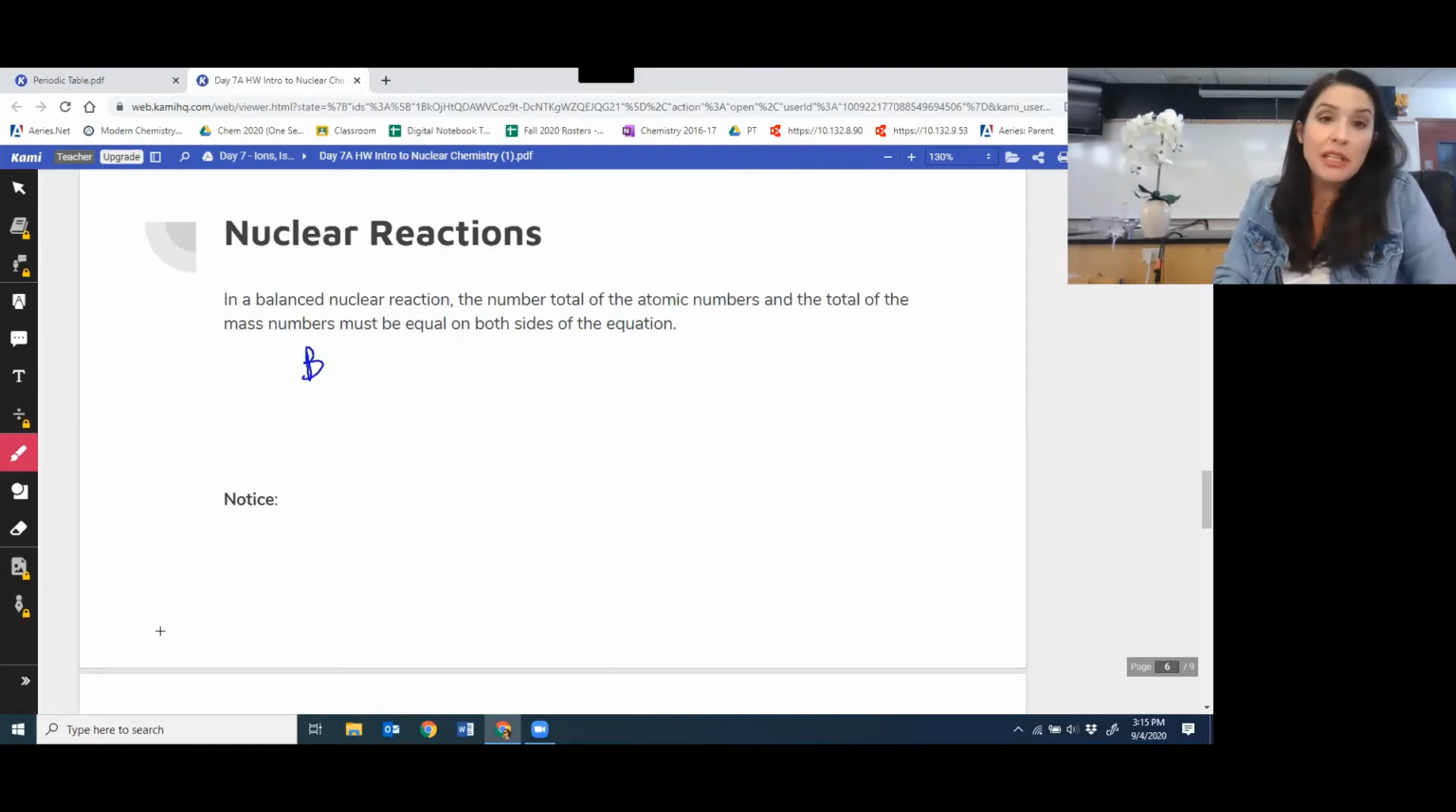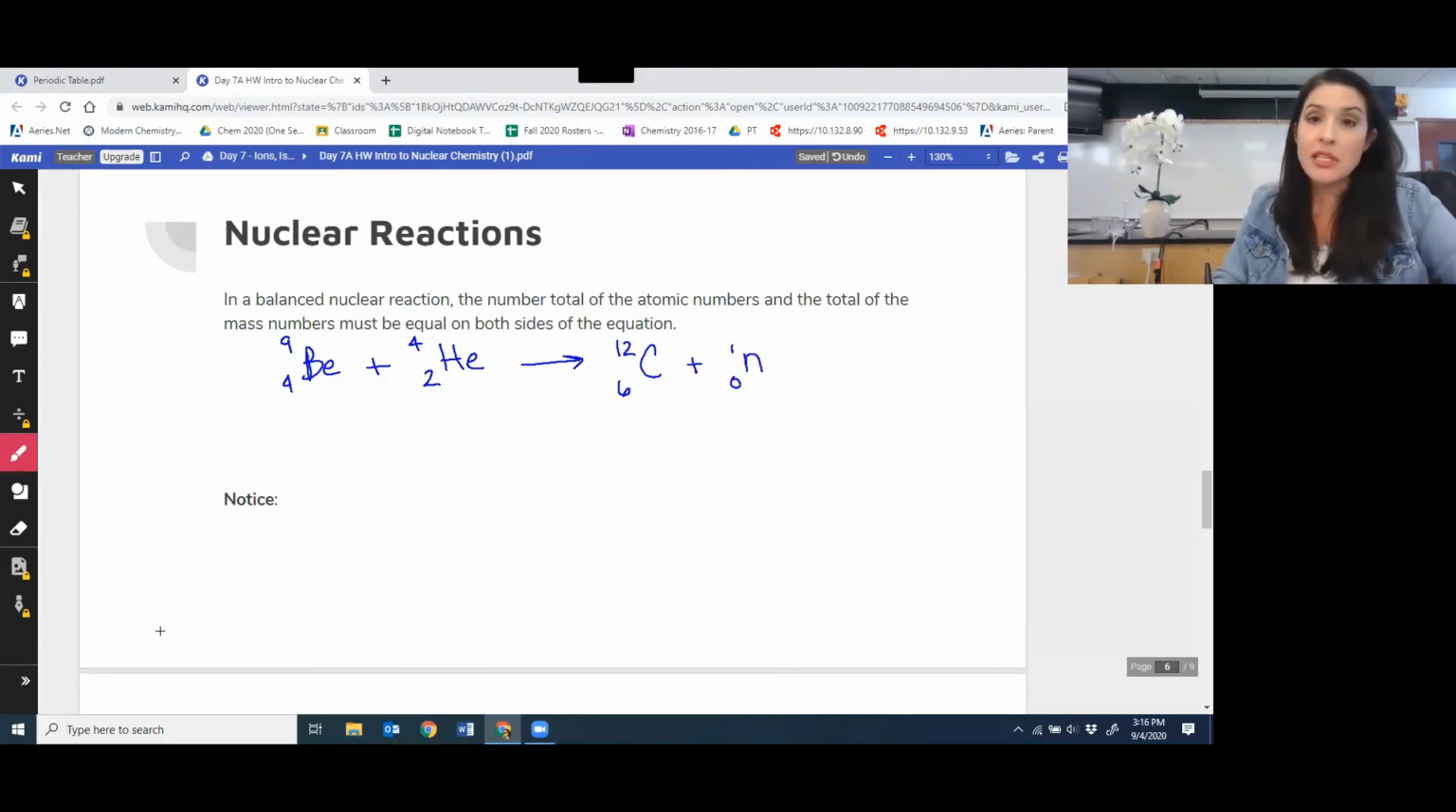I have beryllium-9. It has 4 protons in its nucleus. It has a mass number of 9. If it undergoes a reaction with helium-4, my result is an atom of carbon-12 and 1 leftover neutron. So here's a handy little piece of information. If you ever wish to have a neutron by itself, alone, not inside a nucleus, you can write it this way.